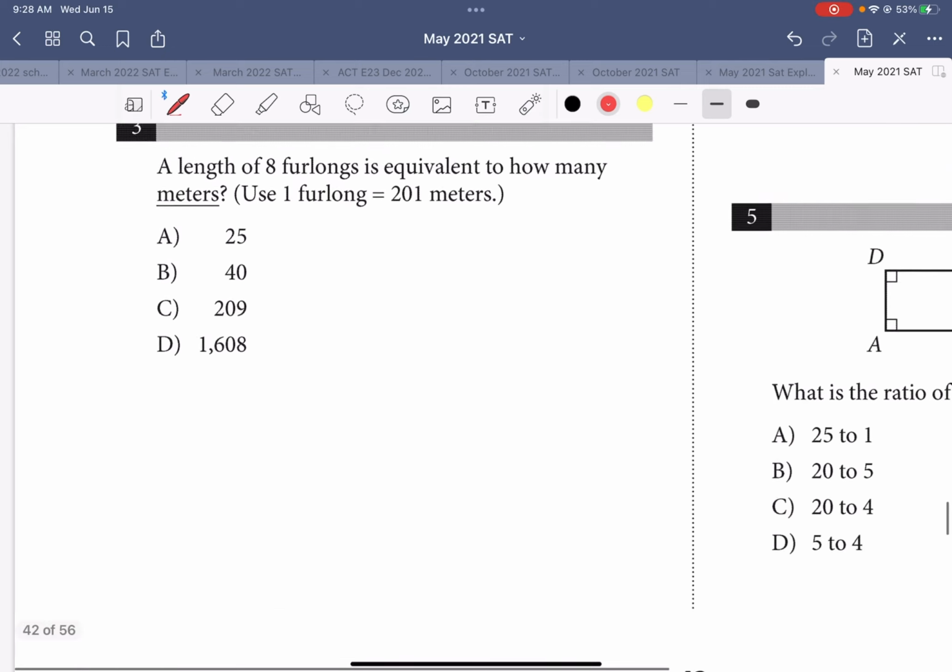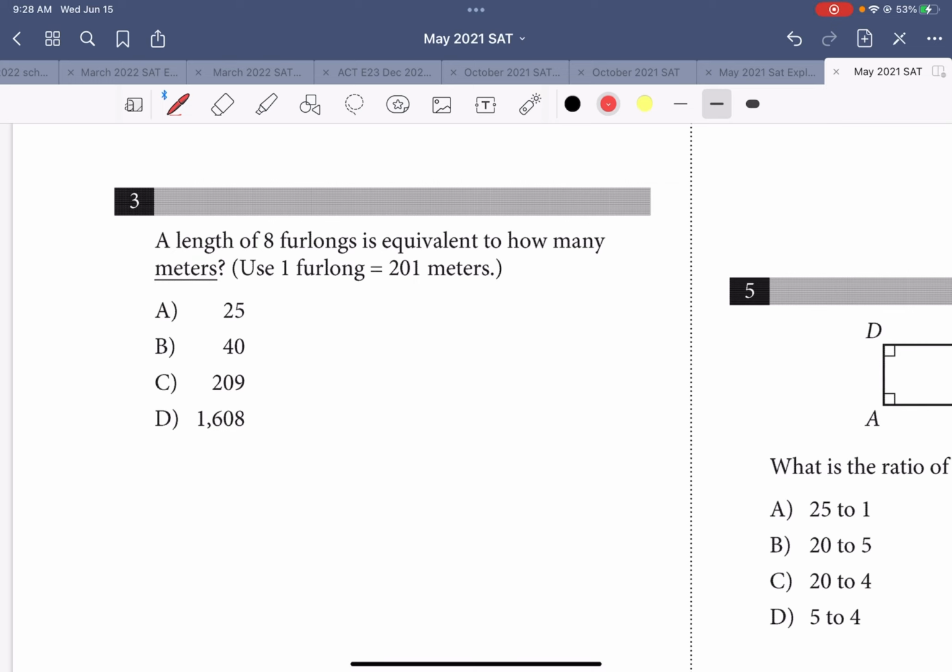Okay. Now number 3, a length of 8 furlongs is equivalent to how many meters? So they give you a unit conversion. 1 furlong is 201 meters, right? So then you can convert using dimensional analysis. So 8 times 201 is 1608 meters. Okay, unit conversion.